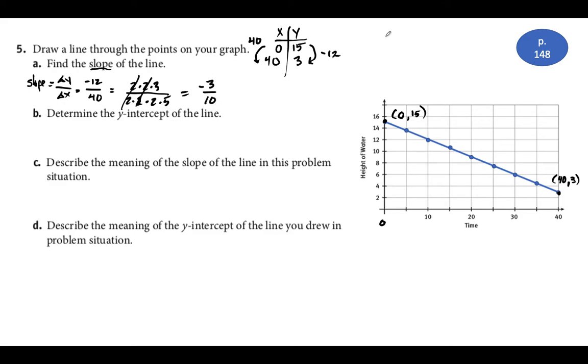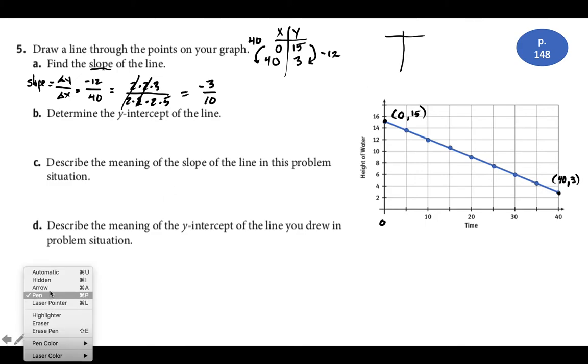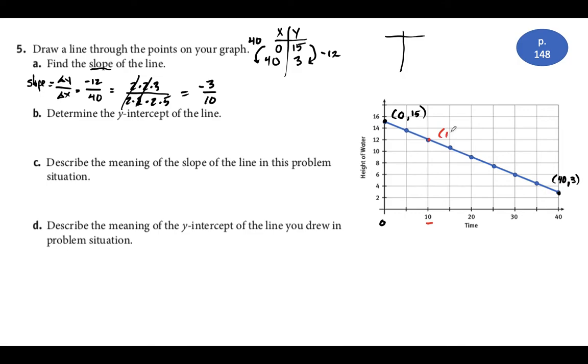To check if it's a constant slope, I'd find the slope between 2 other points. Let's use a different color. Let's use red. So I've got 2 different points. This is a nice one. So this is an input of 10 and an output of 12. When x is 10, y is 12. And this is also a nice point. So the input is 30 and the output is 6.